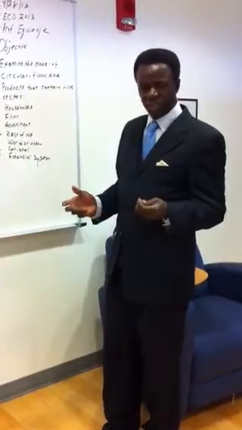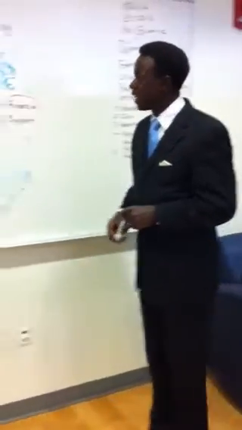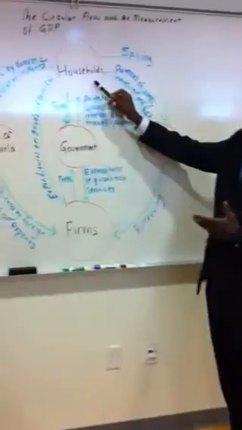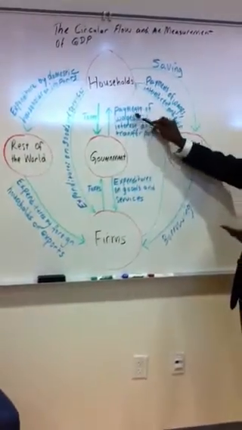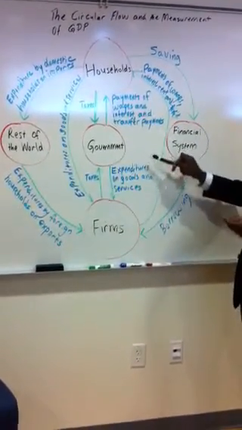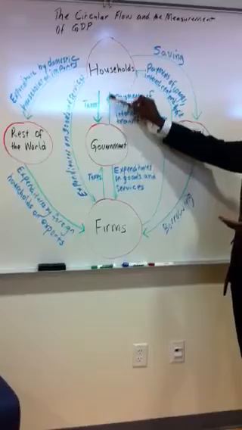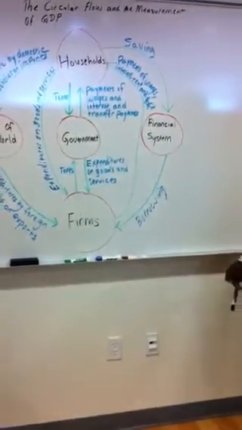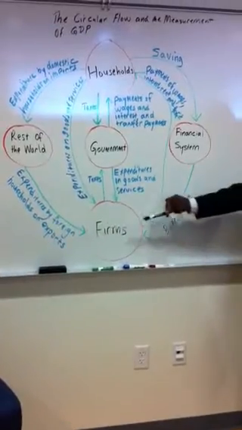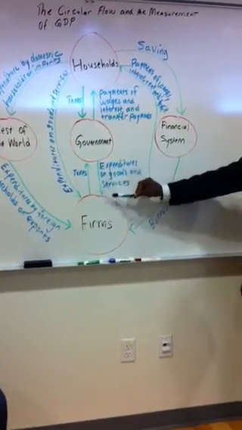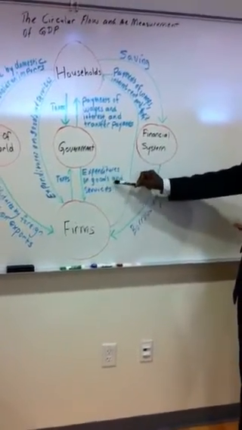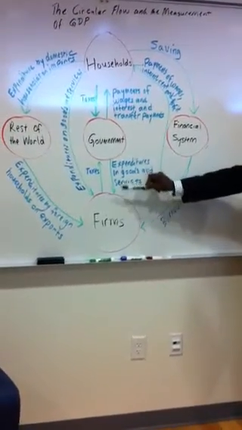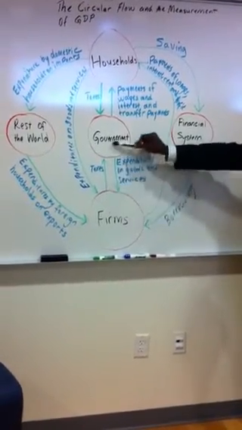Now, the government, where does the government come in here? The government uses resources owned by households and pays households wages, interest, and transfer payments, and in return, households pay government taxes. Similarly, government also spends on goods and services produced by firms, and in return, firms pay taxes to the government.